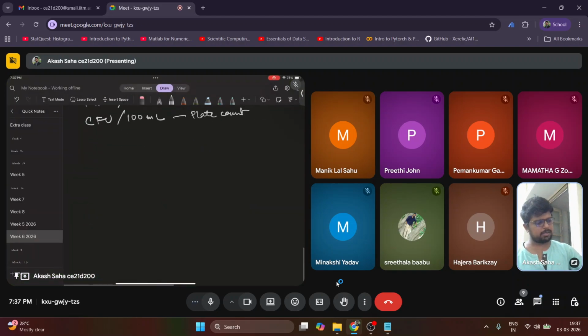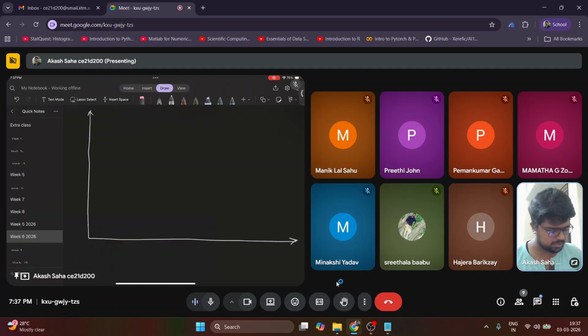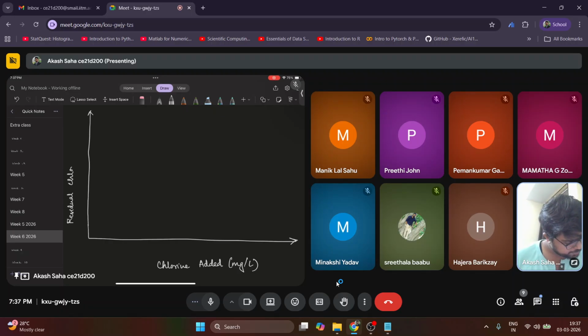So let me draw the curve first, and then I will explain one by one what is happening. This is a curve between two things. One is the chlorine added, so how much chlorine we are adding in the system, versus the residual chlorine.